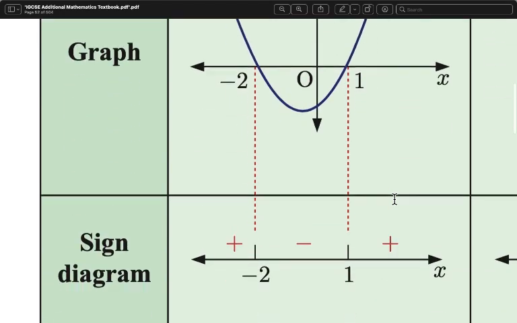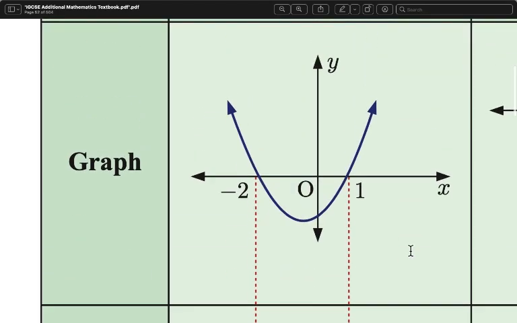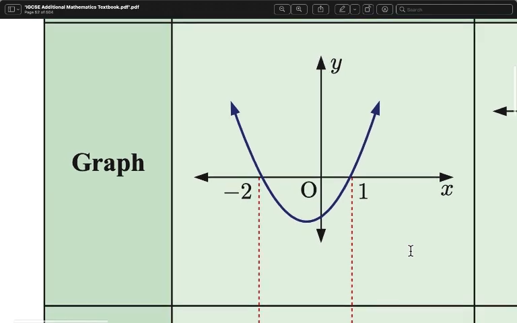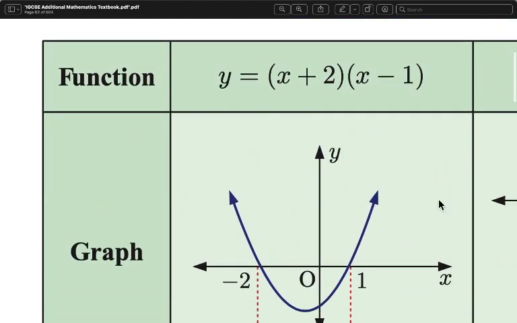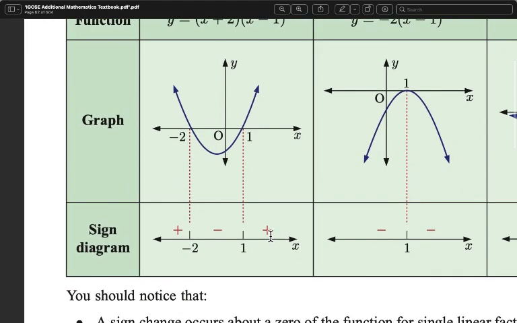And now looking at the values more than 1. For example, I'll go for 2, but any value greater than 1 will have a similar trend in this equation. When x equals 2, 2 plus 2 is 4, 2 minus 1 is 1, 1 times 4 is 4, and 4 is larger than 0, so it's positive, so the trend of the sign diagram is positive.